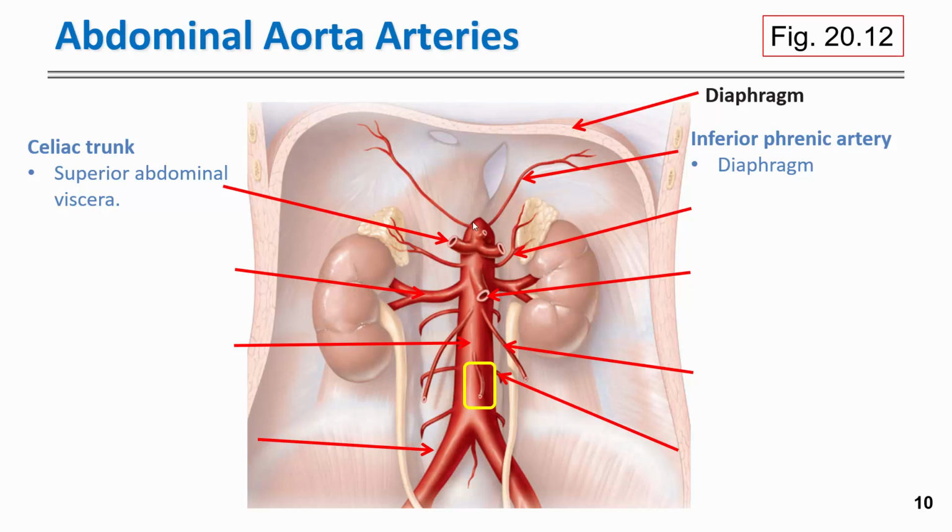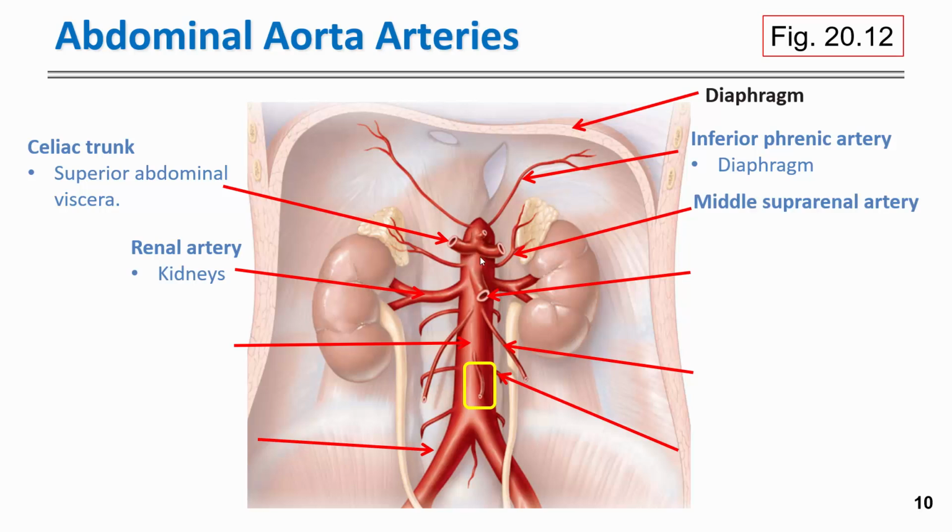On the left-hand side here, the celiac trunk, which is an extension off the abdominal aorta, will supply the superior abdominal viscera, so the organs that make up the upper portion of the abdominal and digestive system. We can see here the bilateral, only indicated on this side though, renal artery, and the renal artery delivers oxygenated blood to the kidneys, where that blood is cleaned and then eventually returned back to the general circulation.